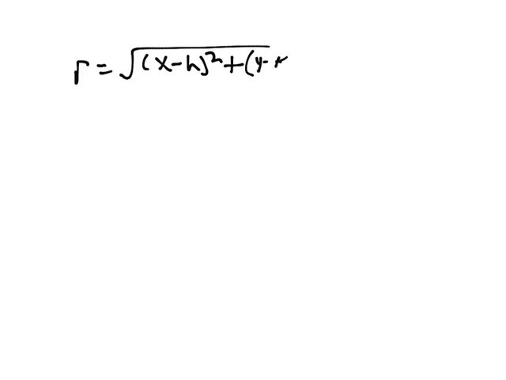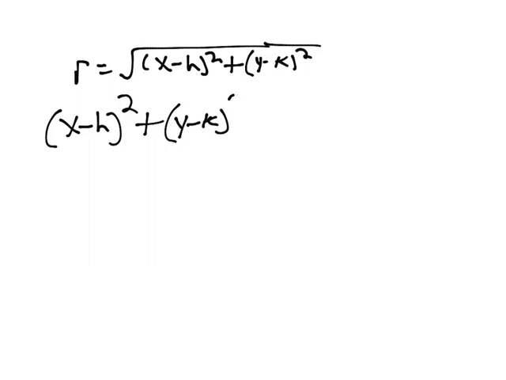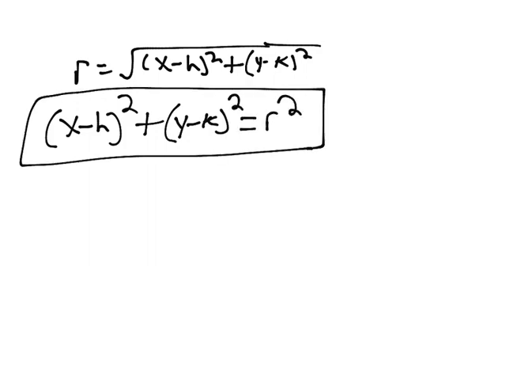And I've seen some books leave the equation of a circle written in this ugly square root form, as r equals the square root of x minus h quantity squared plus y minus k quantity squared. Most of the time you'll see a book square both sides and write the equation as x minus h quantity squared plus y minus k quantity squared equals r squared. So that would be the equation of our circle.